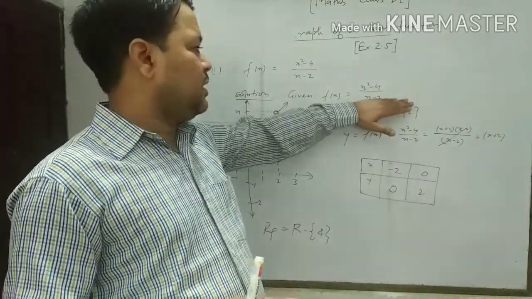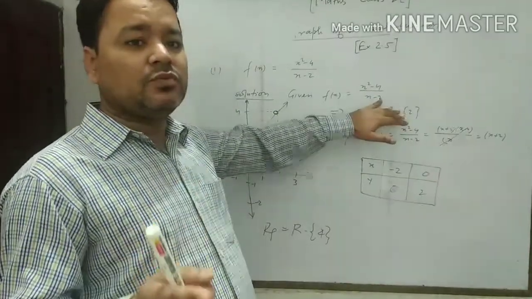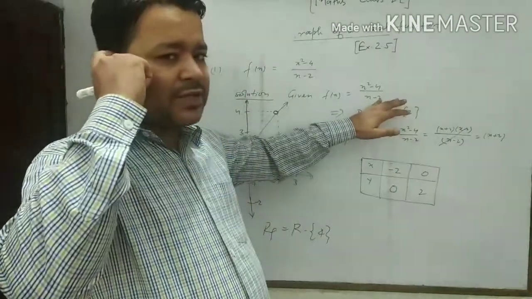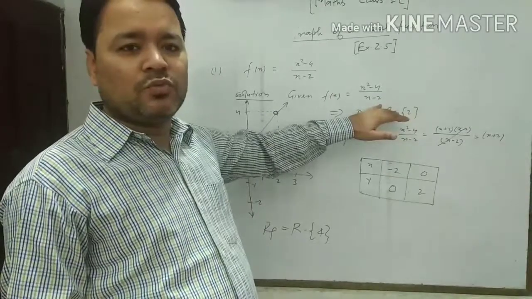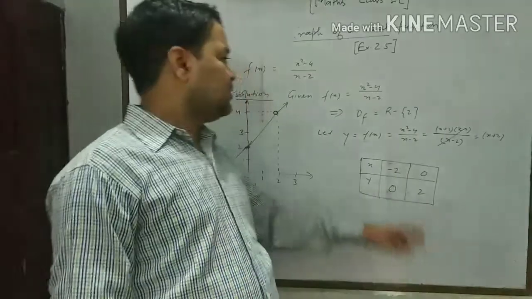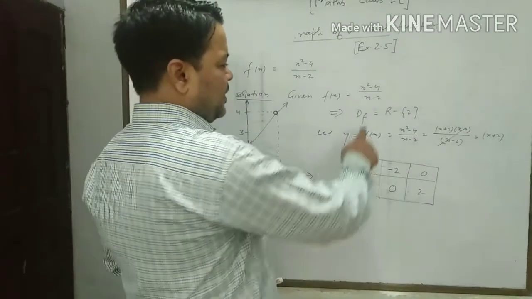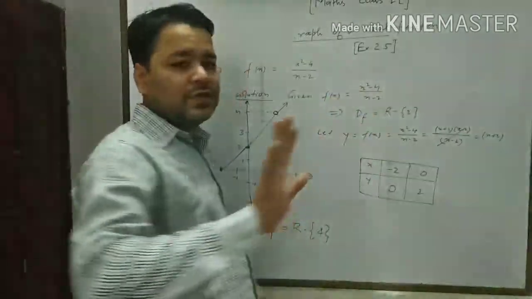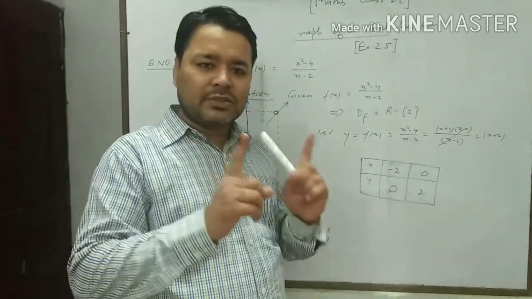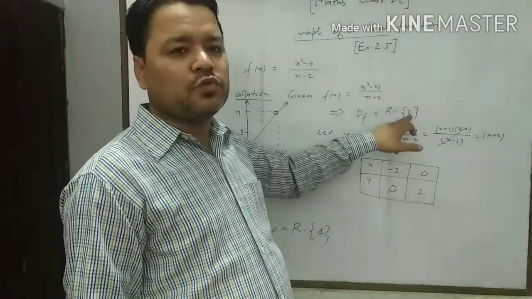And we know that it will be real only when x minus 2 is not equal to 0. It means we can take all values of x but not 2. Why? Because if we take 2, the denominator will be 0 and this will be an undefined value. Therefore, we cannot take the value of x as 2. We can take all values of x but not 2. Therefore, the domain of the function will be R minus {2}.